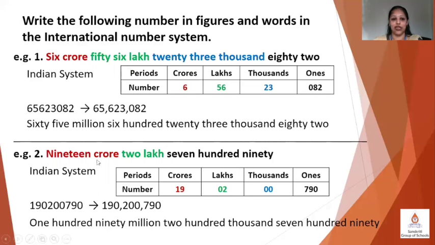The number is 19 crore 2 lakh 790. Let's place this in the place value chart. 19 crore is placed in the crores period. 2 lakh is placed in the lakhs period. We all know that the lakhs period has 2 digits. So how do we write 2 in 2 digits? It is written as 02.